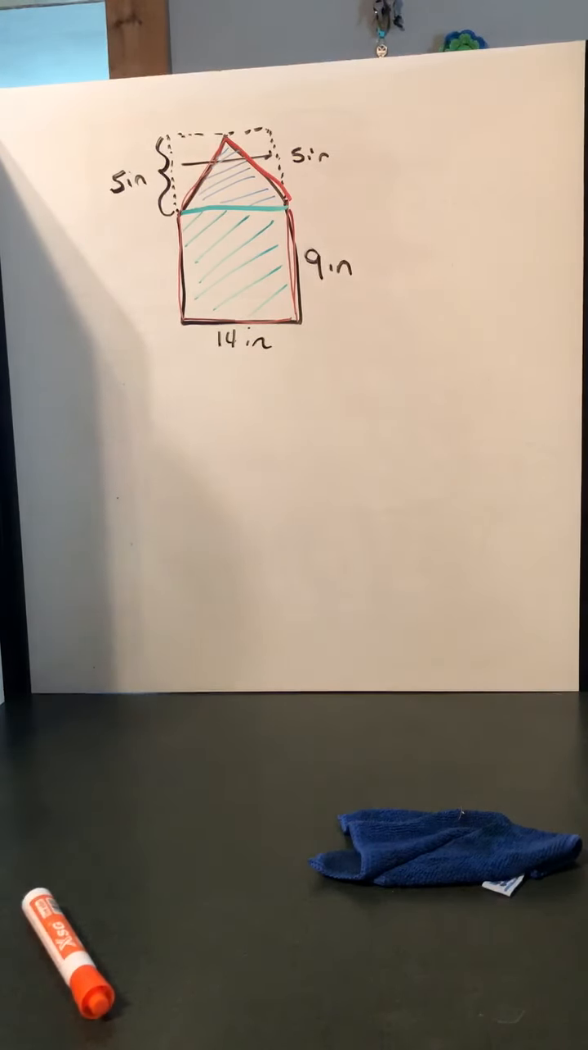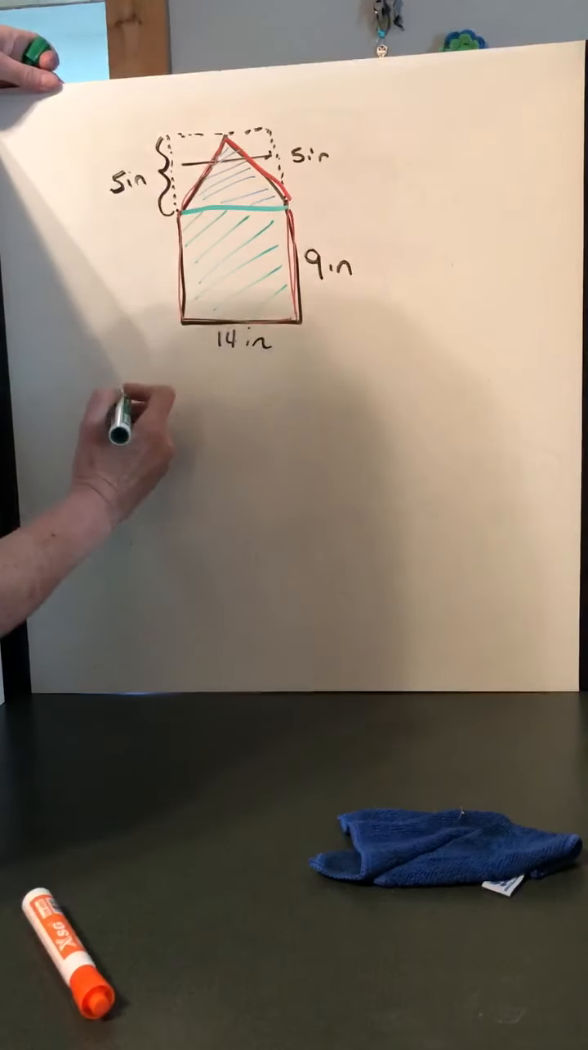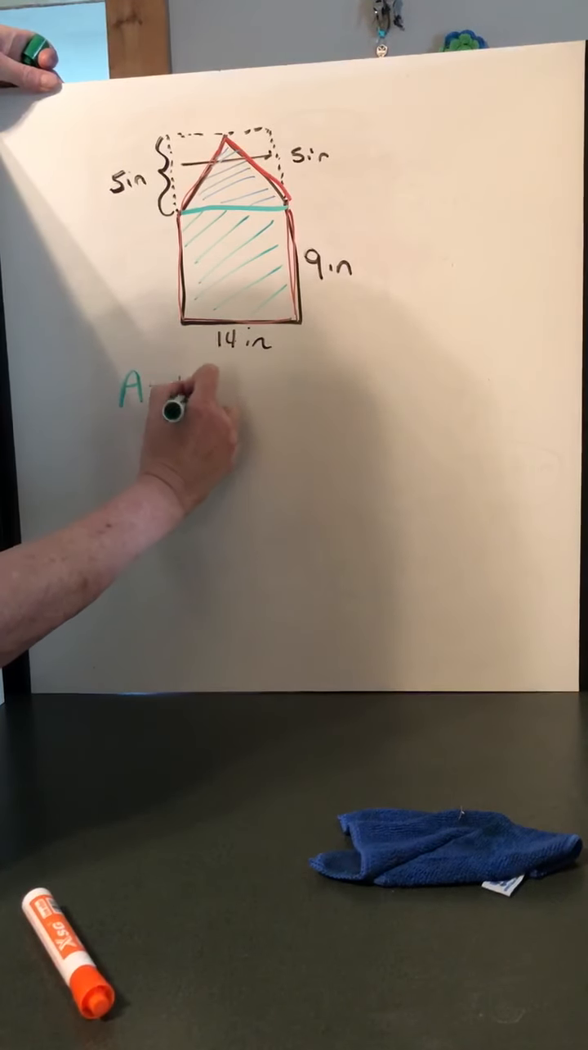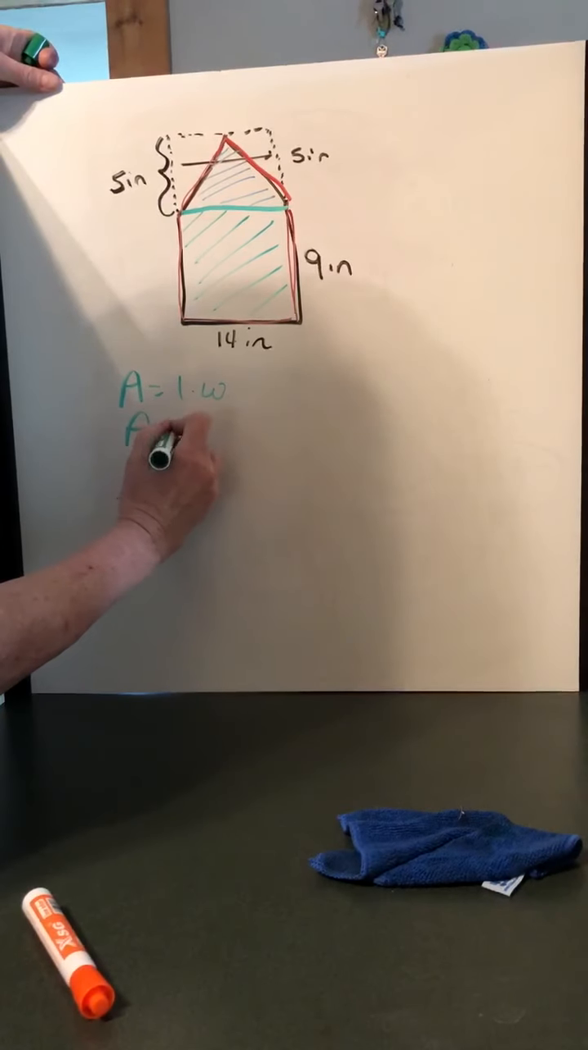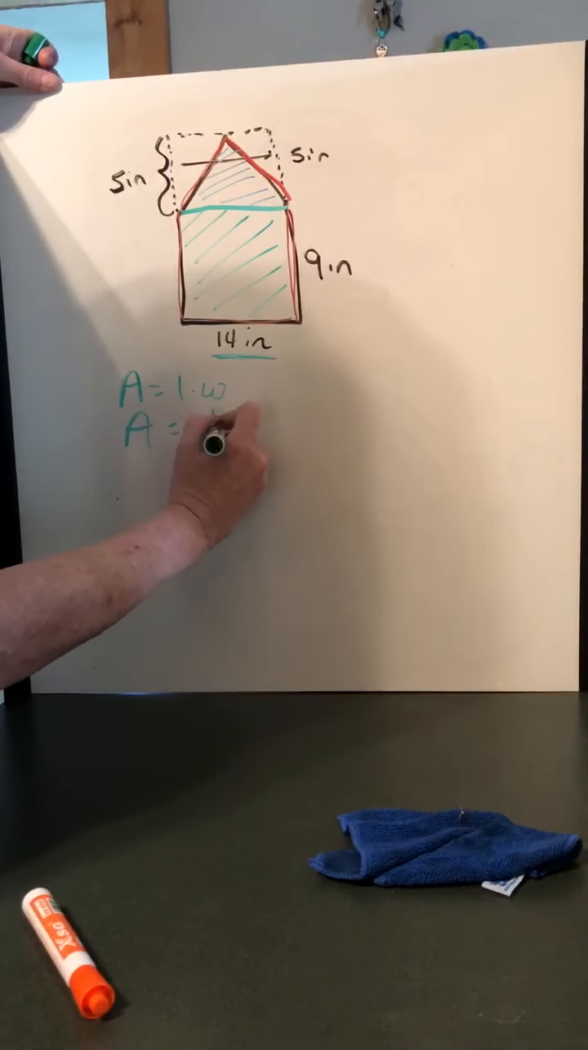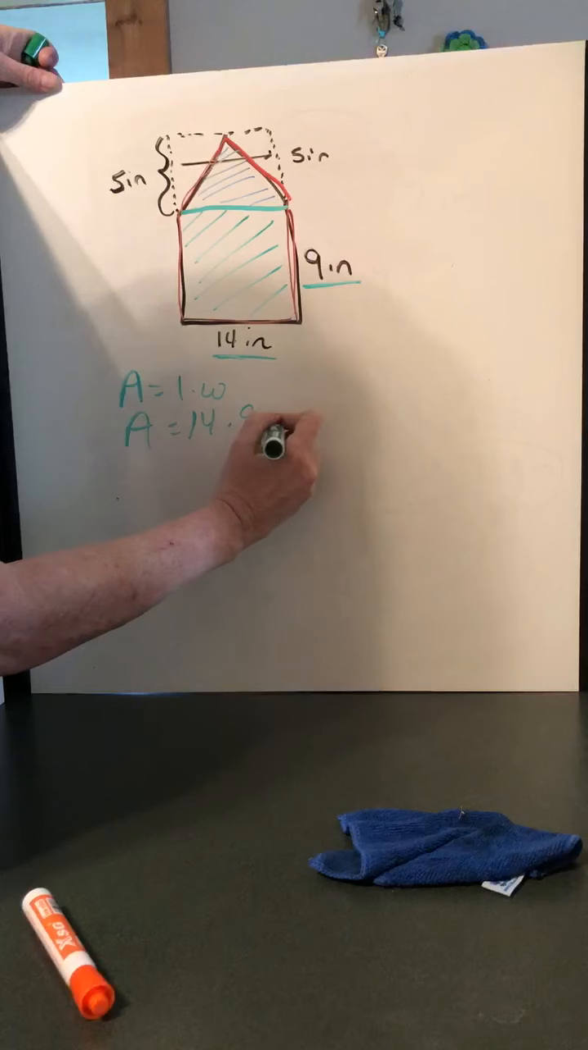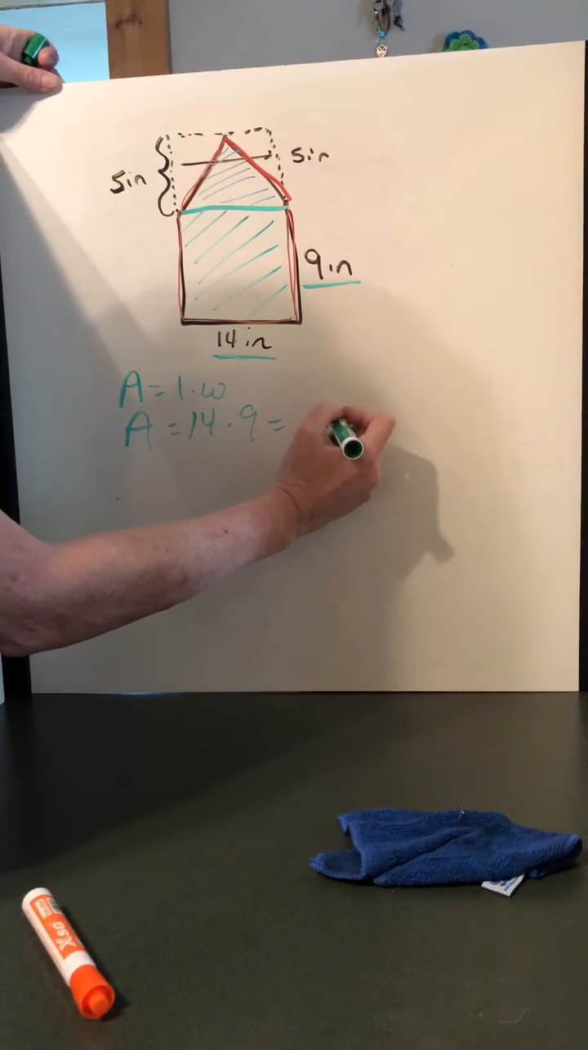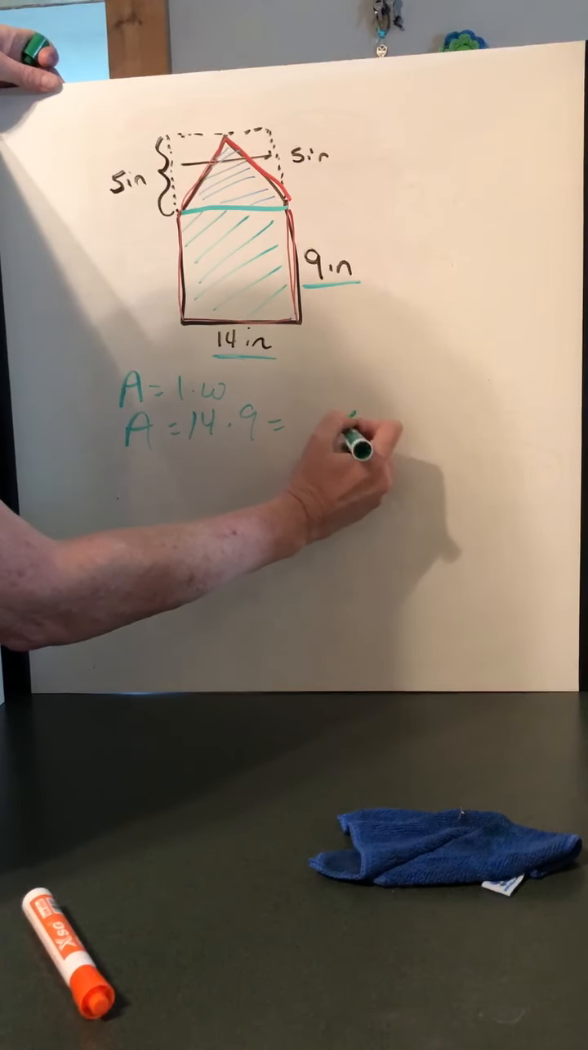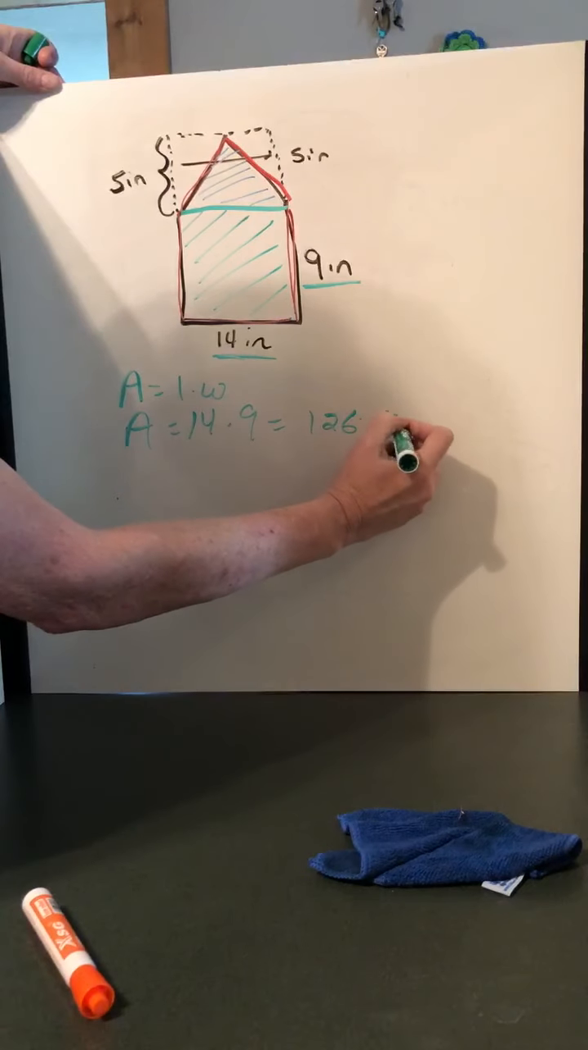But to find the area of this, I want the length times the width because that's my rectangle. So area is length times width. And in this case, the length is 14, the width is 9. So 14 times 9 is going to be 126 square inches.